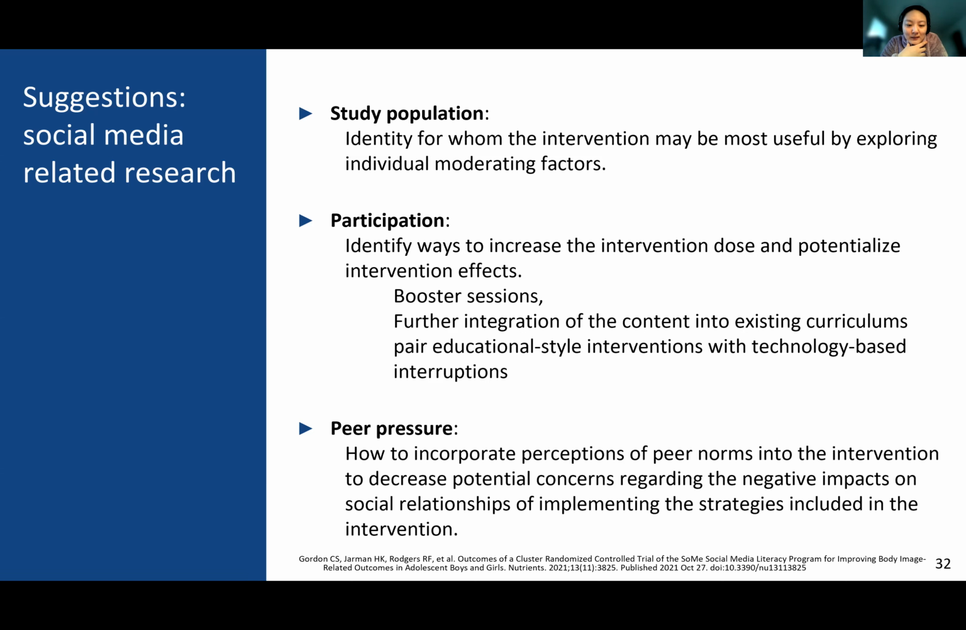And we also need to think about peer pressure. I tried to conclude what they say in the article, because they are trying to emphasize that there are potential negative impacts of social relationships, of social media and of the peers in the study. So these all need to be taken into consideration when we analyze the outcome.